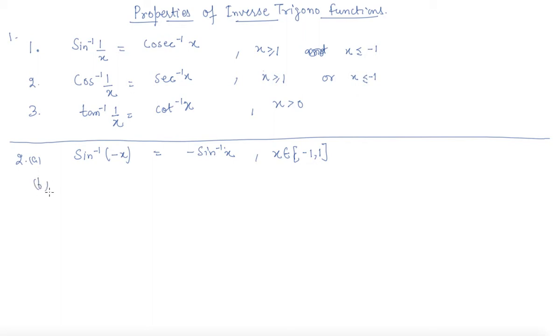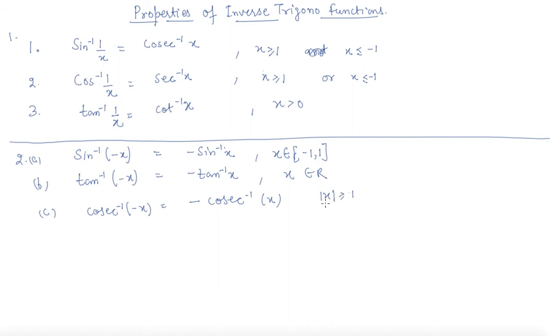Now the b formula is tan inverse minus x is equal to minus tan inverse x, where x belongs to real numbers. And the c formula, cosecant inverse minus x is minus cosecant inverse x. Okay, and mod x should be greater than 1.